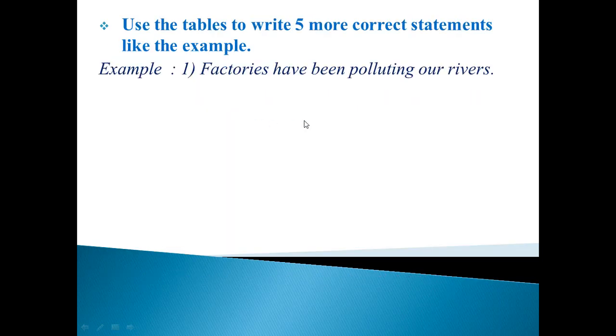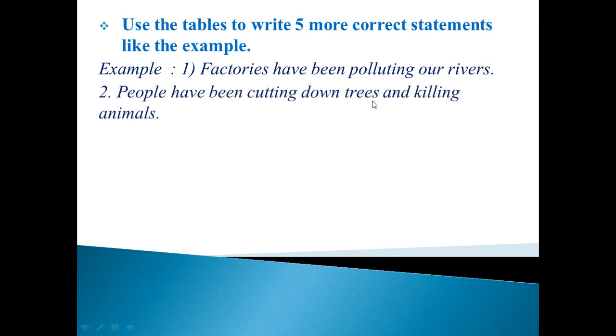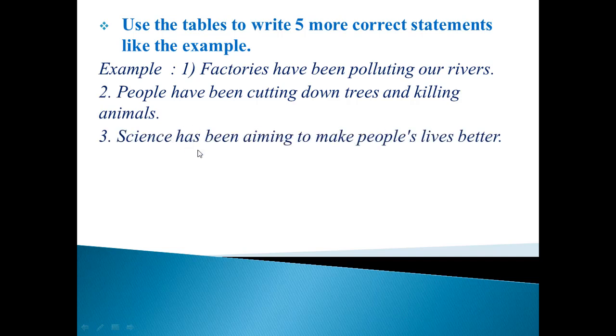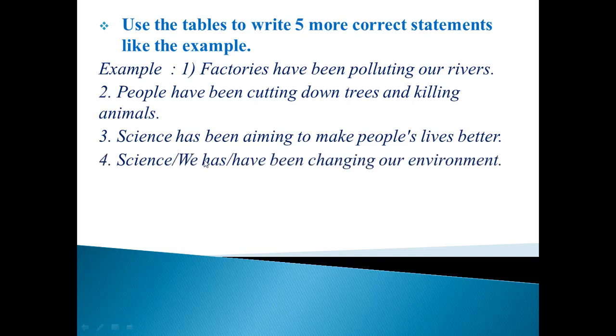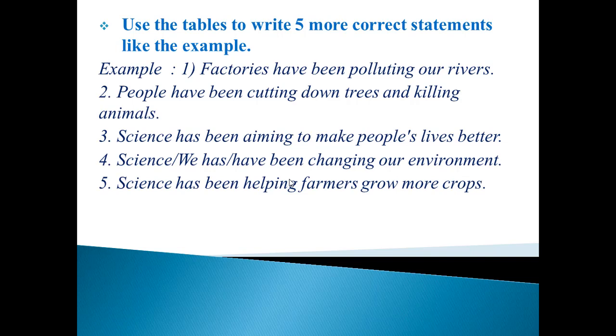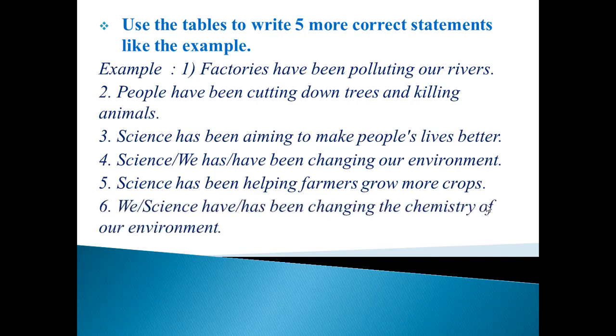Okay, let's start together. Example 1. Factories have been polluting our rivers. 2. People have been cutting down trees and killing animals. 3. Science has been aiming to make people's lives better. 4. Science, we have been changing our environment. 5. Science has been helping farmers grow more crops. 6. Science has been changing the chemistry of our environment. Okay, here are the examples that we made from the table. Do you understand? Okay, if you understand, let's move on.